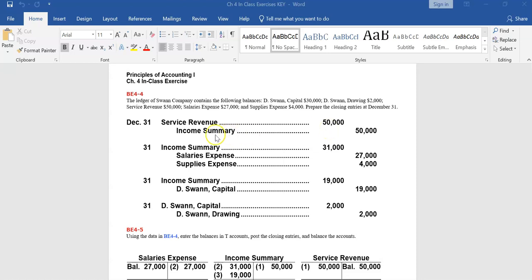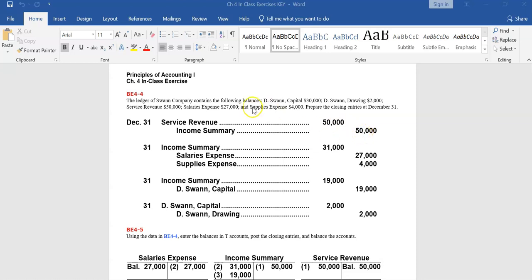We transfer that balance to a temporary account that we use only during the closing process. That account is called income summary. Debiting the revenue account, crediting the income summary. This, in effect, transfers the total amount of revenues over to this income summary account.